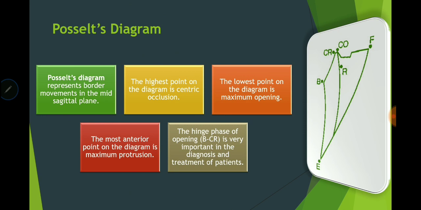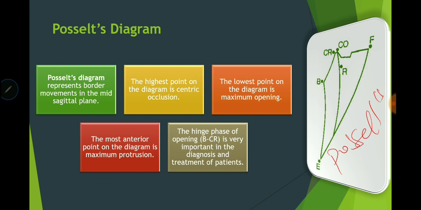The Posselt diagram represents border movements in the mid-sagittal plane. This is Posselt's diagram, the one which represents the border movement in a sagittal plane. This is how the mandible moves from translation to rotation movement in the mid-sagittal plane. Meaning in a profile view, but right in the middle of the teeth, in the middle of the incisors. That's a mid-sagittal plane, so it's an anterior-posterior direction.